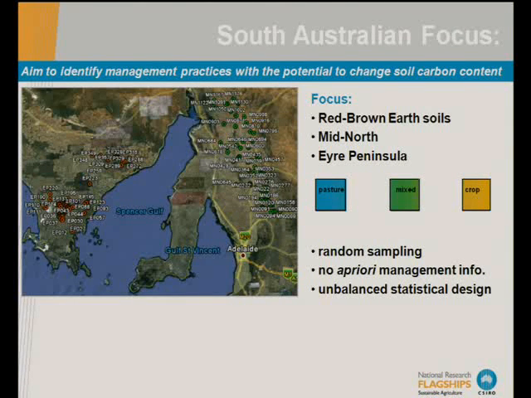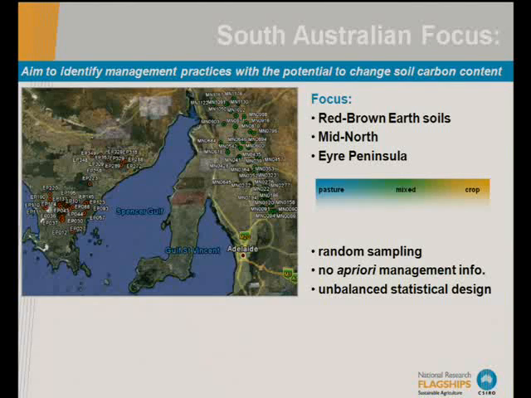So in South Australia, what have we been up to? We are aiming to identify management practices with the potential to change soil carbon content. We've got a relatively small project, so we've only got 200 sites, and we decided to focus on red-brown earth soil types. And we have two target areas, the Mid-North and the Eyre Peninsula, and they are fully sampled at the moment. We decided to break down any sort of artificial boundaries around our land management systems. So we've included everything from permanent pasture to continuous cropping and all the mixed rotational systems in between.